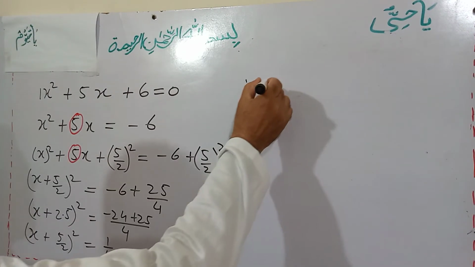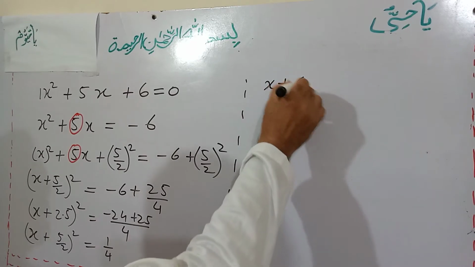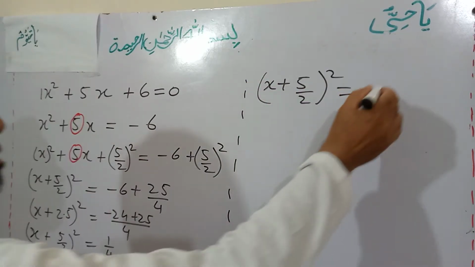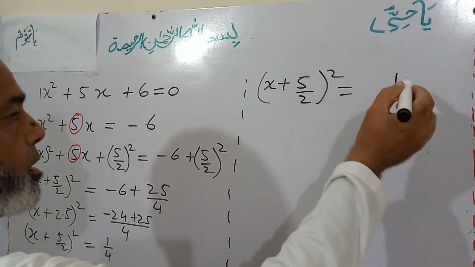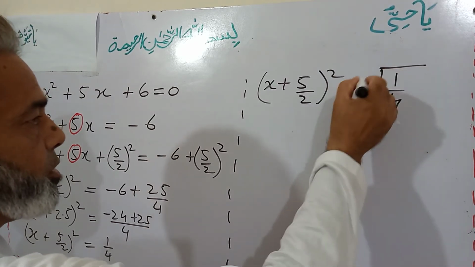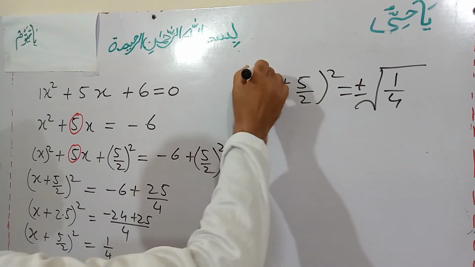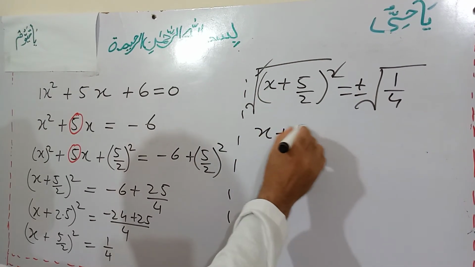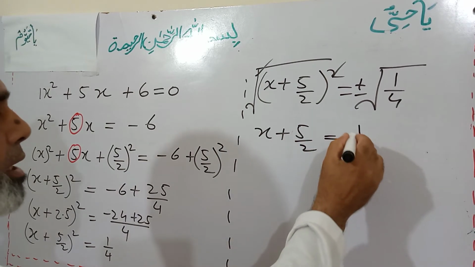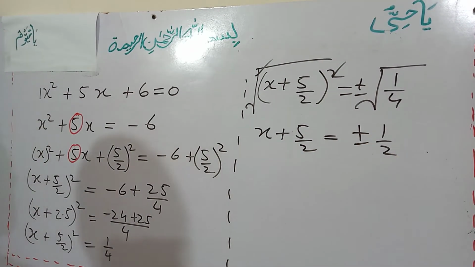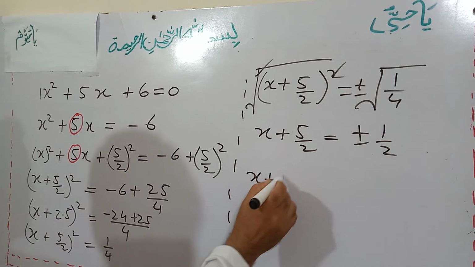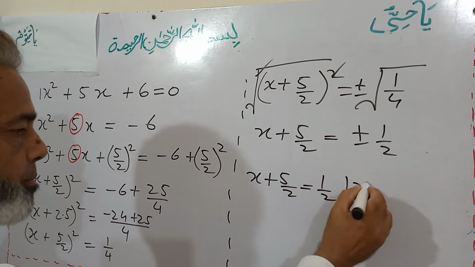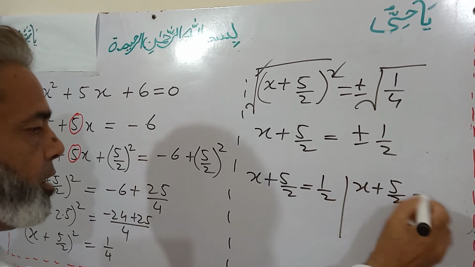So (x + 5/2)² = 1/4. Taking square root on both sides, the square will be cancelled with the square root. So x + 5/2 = ±1/2. That is, x + 5/2 = 1/2 and x + 5/2 = -1/2.